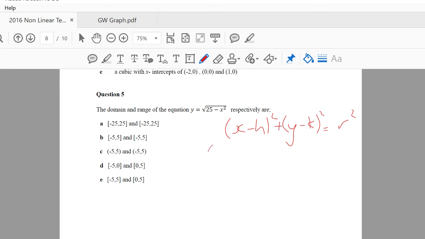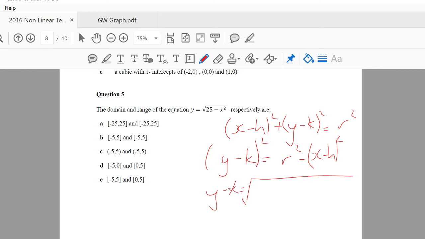Right, okay, so y minus k. I'm going to try and get that on its own. So y minus k squared equals r squared minus x minus h squared. And if we then wanted to take a square root, we'd get y minus k equals the square root of r squared minus x minus h squared.